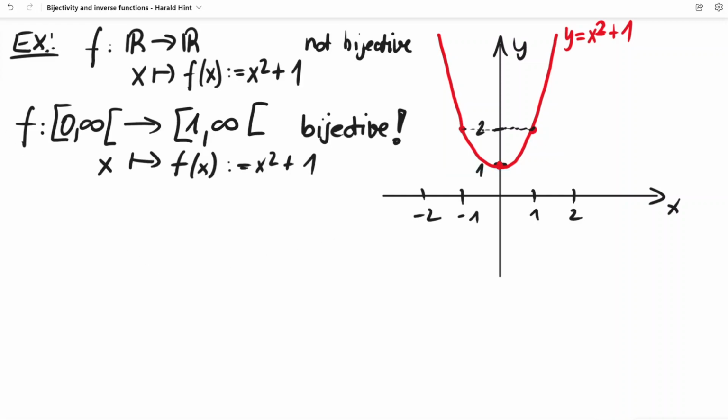How to get this: you start with the equation, but instead of f(x), you write y. And now you express x in terms of y. So y minus 1. And now you get the x, which is simply the root of y minus 1. But don't forget, when you consider roots, it can be plus or minus. And with this knowledge, we can write down the inverse function.